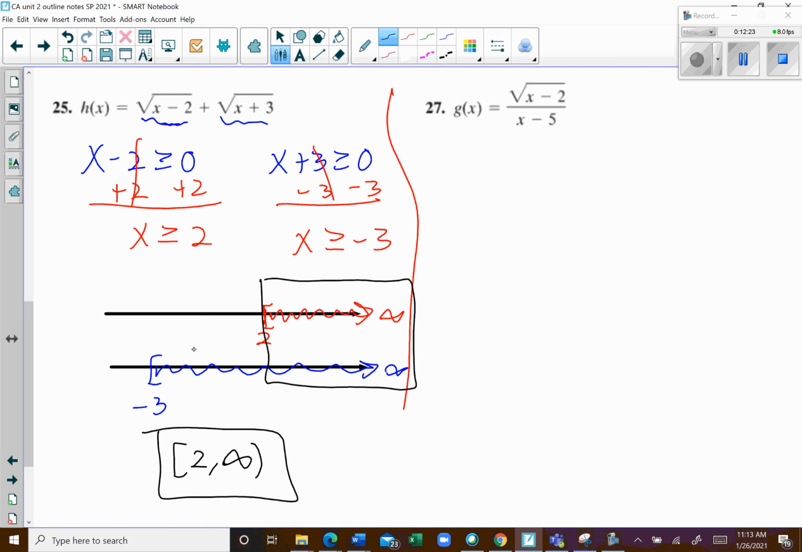And the reason why is if you pick something in the blue set, it won't be good enough for my other radical. So for example, if I were to pick 0, if I plug in 0, there's going to be a problem right away right here. I'm going to end up square rooting -2, which is non-real. That would be a problem. If I plug in 0 here, it's okay.